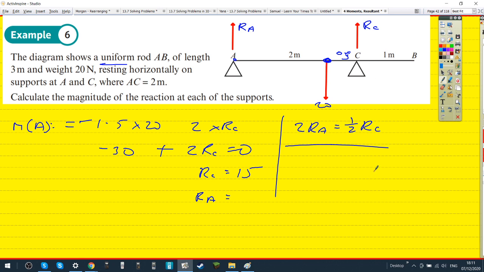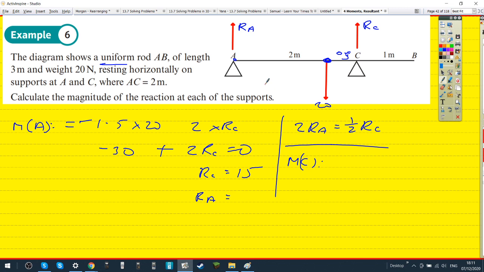So how could you get an equation with RA? Or how could you find RA? Make RA the subject. The most difficult way would be the middle way. What you could do, so we just found moments about A, you could now take moments about C, and you'd have a reaction at A.